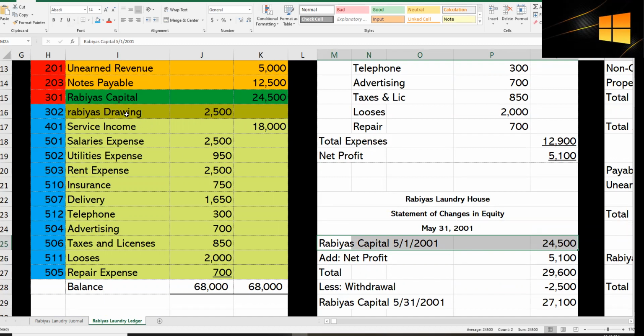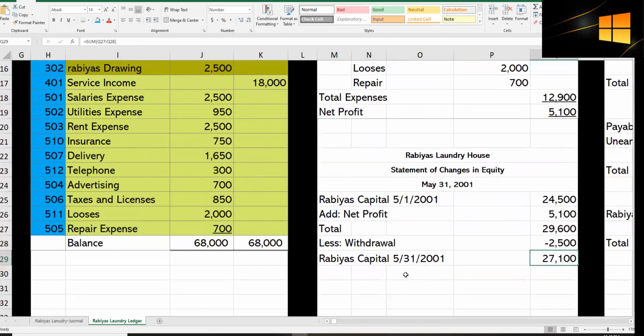Where is the withdrawal? There it is. So you put it here. Withdrawal is 2,500. So 29,600 minus 2,500. The answer is 27,100. And that is your ending capital as of May 31, 2001. Guys, this one is very essential. Why? It is essential in preparing the statement of changes in equity, and it is also essential in the preparation of your financial position. Why? Because this is your ending capital. So remember that the formula in getting your financial position is asset equals liabilities plus owner's equity.